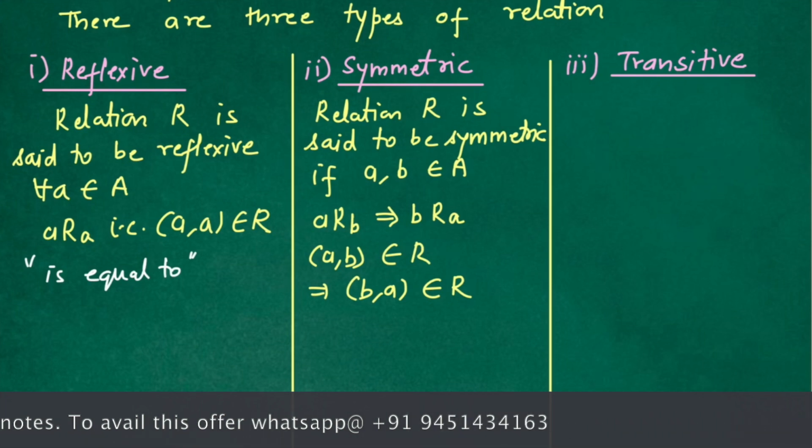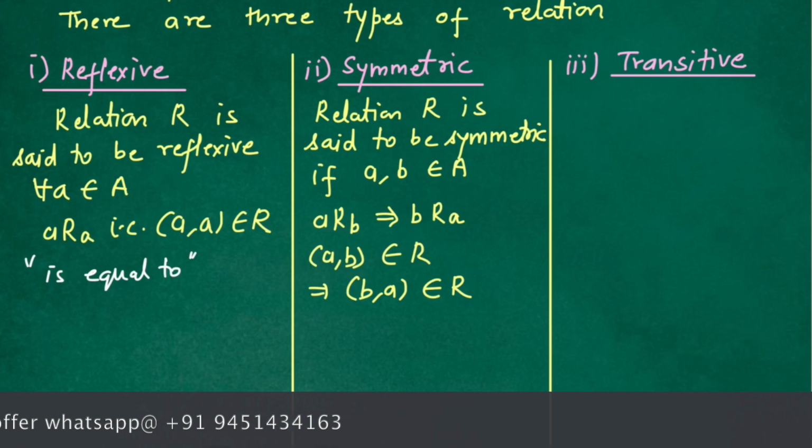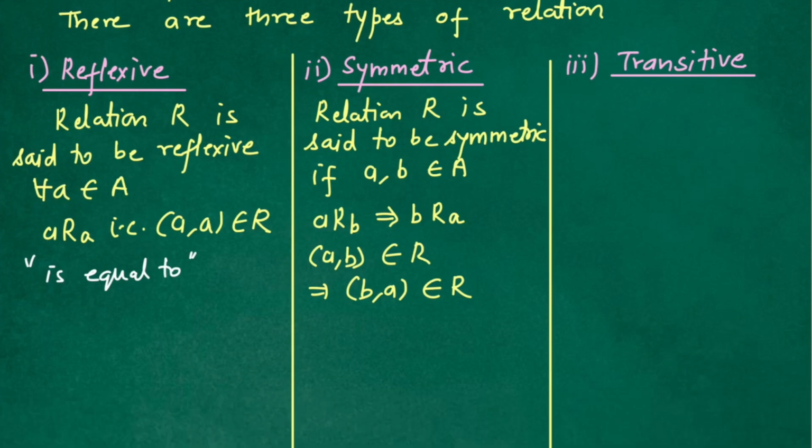Now see an example. If I take set of straight lines, then perpendicularity is a symmetric relation. If two lines are perpendicular, that is A is perpendicular to B, then we can see B is also perpendicular to A. So perpendicularity is a symmetric relation.